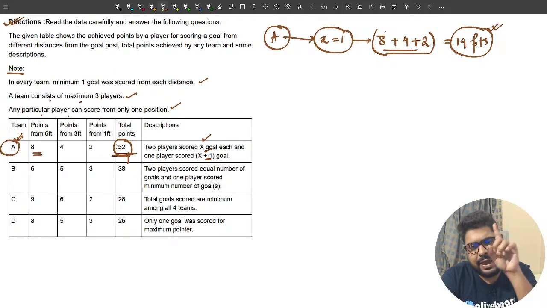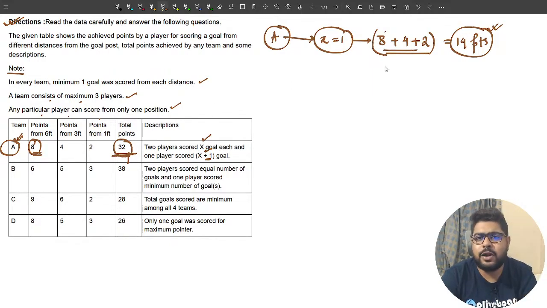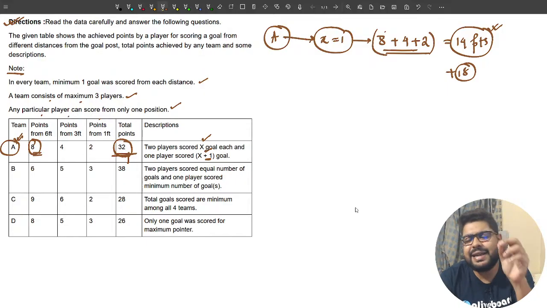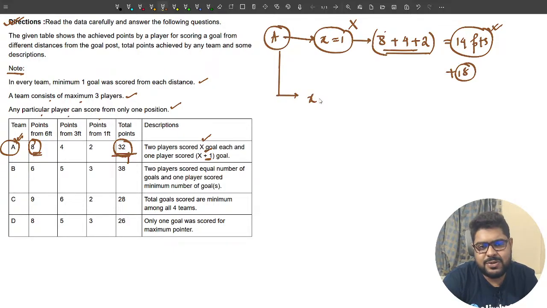Because in one goal, the highest point you can get is 8. But I have to go to 32, so I need 18 more. There is no way I can get 18 points from a single goal. So X cannot be 1. So let's take X equal to 2, sir.